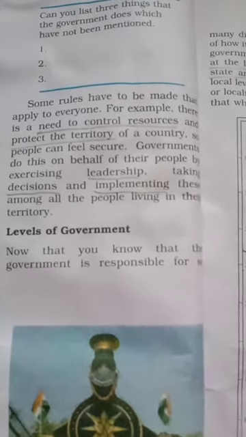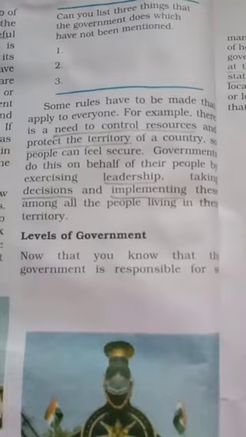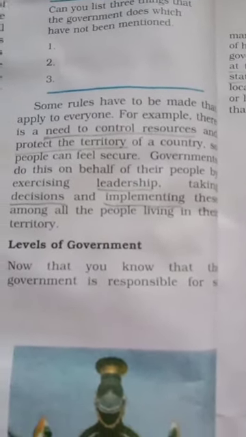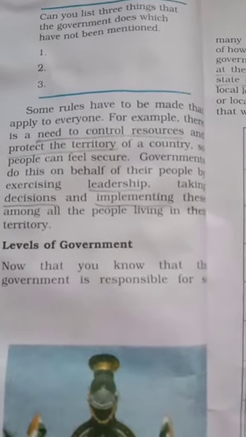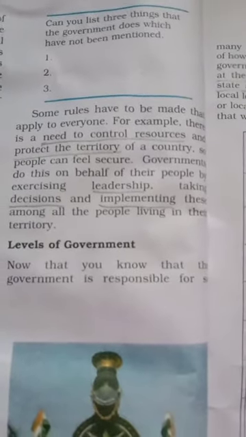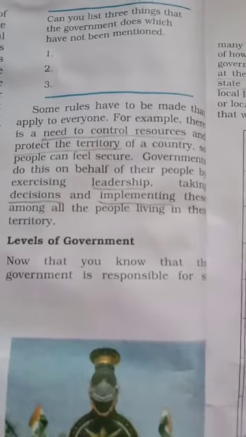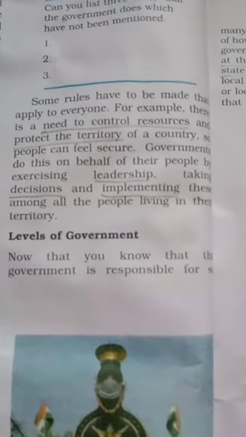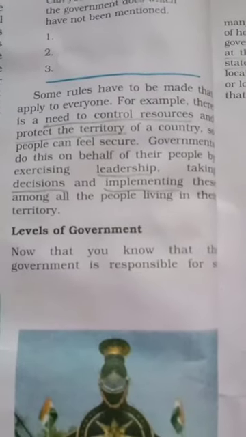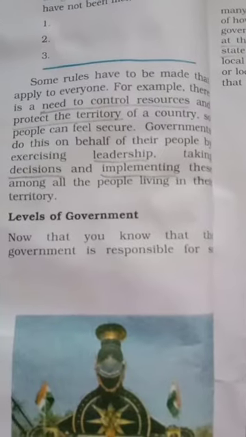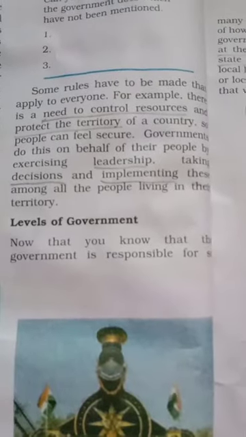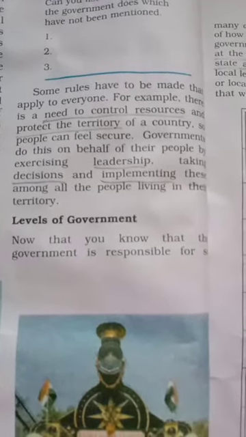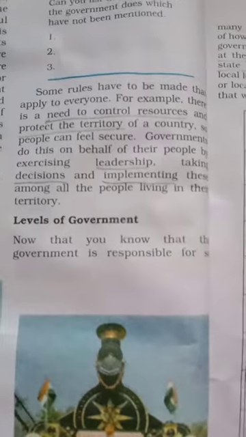Okay, so there is a need to control resources and protect the territory of a country. Territory means the place, the region of a country, so people can feel secure, so that all the people can live freely and peacefully. So for that we need to control the resources. Do not overuse the resources. Do not spoil the resources. We need a control there.